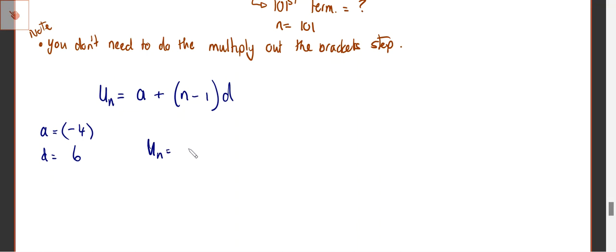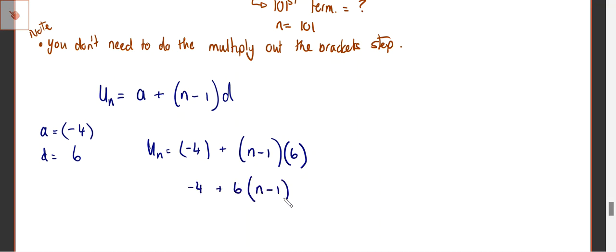So Un equals -4 plus n minus 1 times 6, or -4 plus 6 times n minus 1 if we're more used to seeing it written like that. Now I've said here you don't need to do the multiply and bracket step, so that is a suitable answer. Simple as that. Make sense? I could leave it like that.